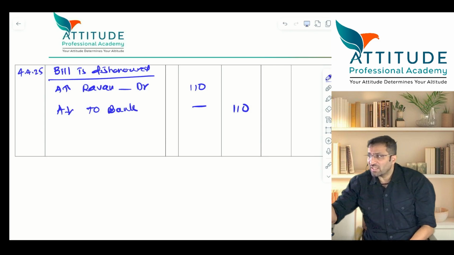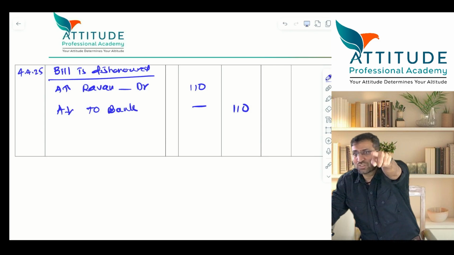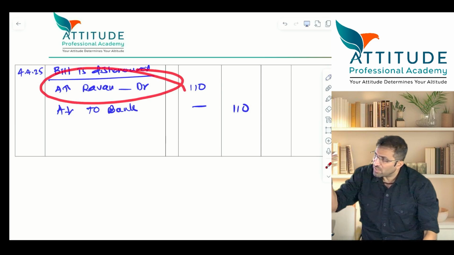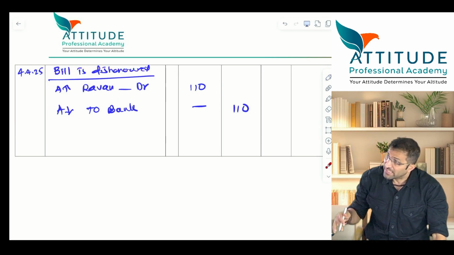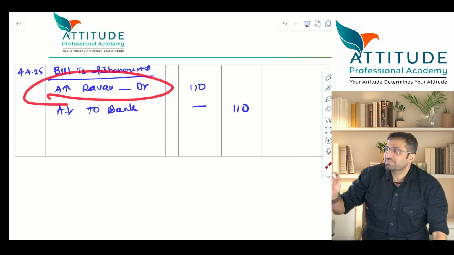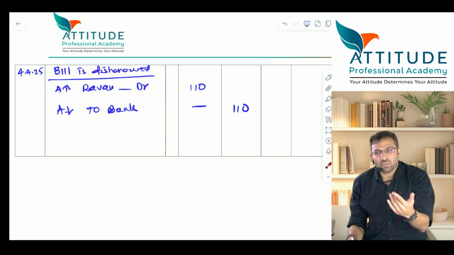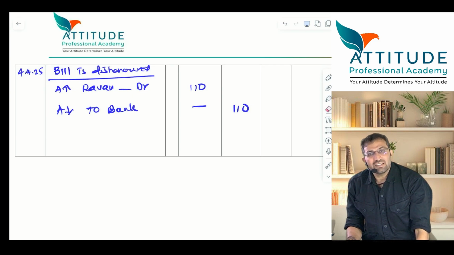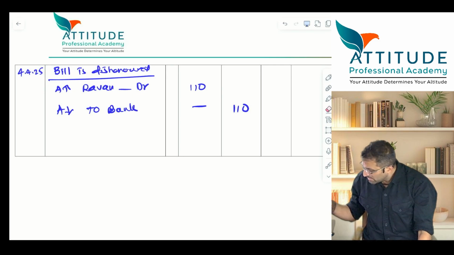You see, any dishonor entry in the books of Ravan, the Ravan account will be debited only. Take any dishonor entry: case A, case B, case C. Even in case C, Ravan account is debited, because you are going to receive the money from Ravan. Understood? Clear?